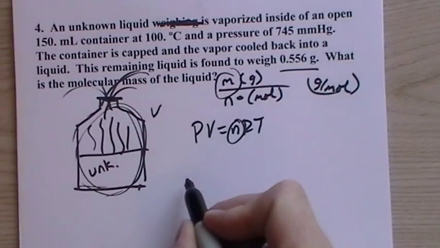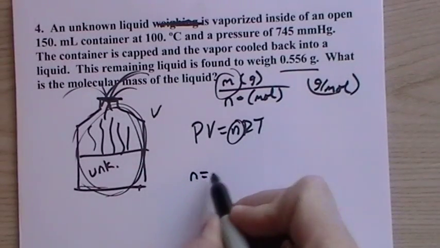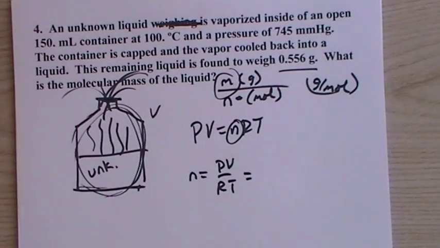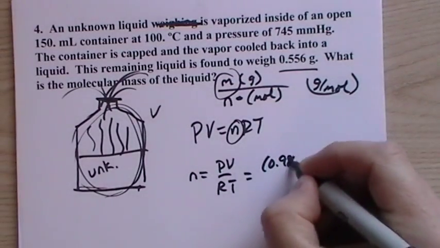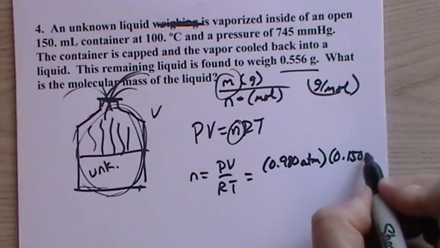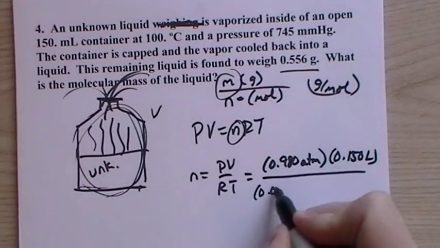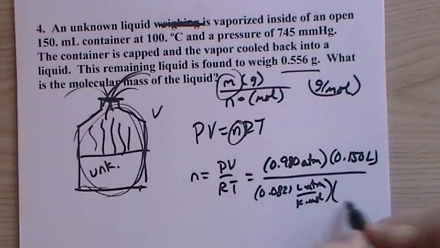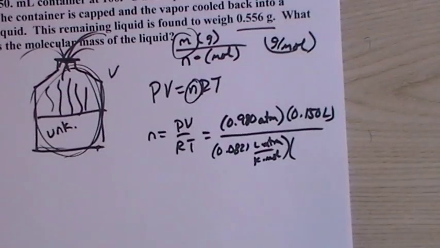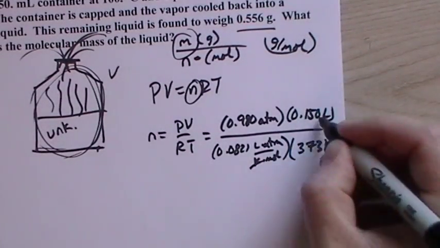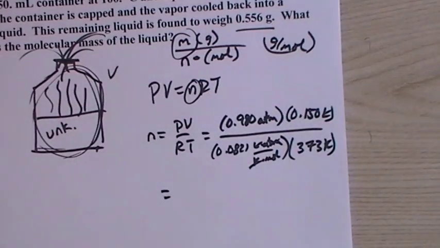All right, so how we do this, we have to find n. So we have PV = nRT. 745 divided by 760 is 0.980 atmospheres. The volume is 0.15 liters. R is 0.0821 liter atmospheres per mole kelvin. I know that you're as tired of writing this as I am, or even just watching me write it, but you have to put those in. You really do. 373. You have to put the units in. Cancel. Make sure that you have what you're after.